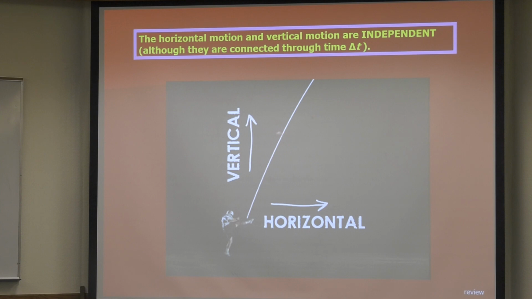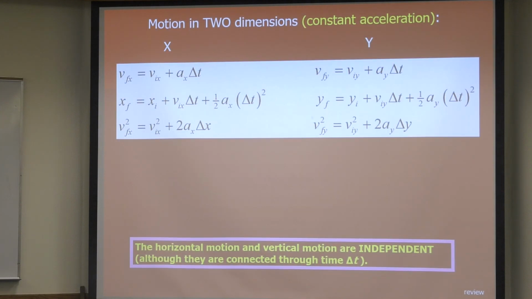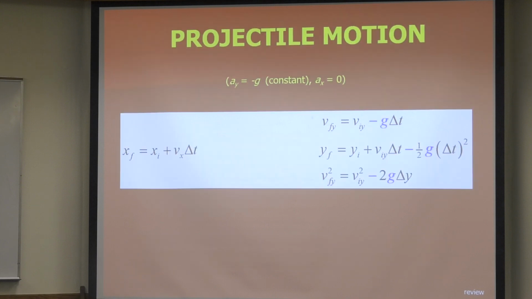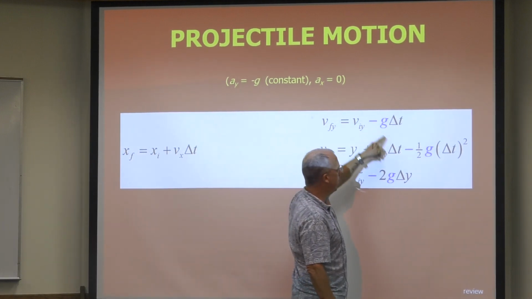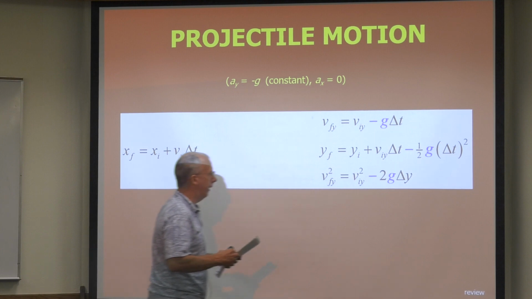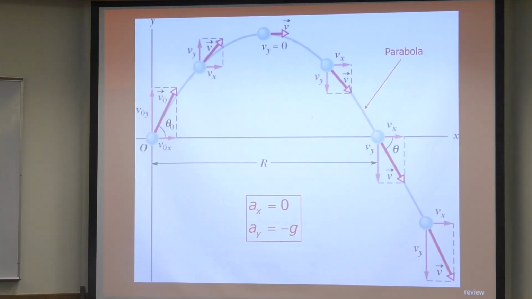Okay, so this is just review. The horizontal motion and vertical motion are independent. Those are the two-dimensional kinematics. If we didn't have projectile motion, if we just had any old two-dimensional kinematics, we'd have that. And for projectile motion, we got rid of this one, we got rid of this one, and we put a minus g everywhere we had an a sub y. So that's it. And this fabulous diagram, which is so important.